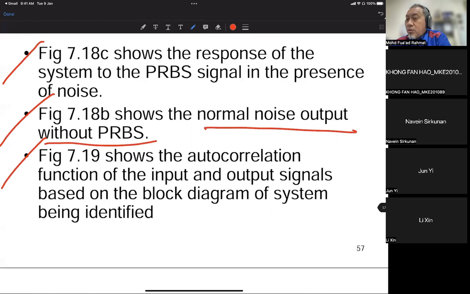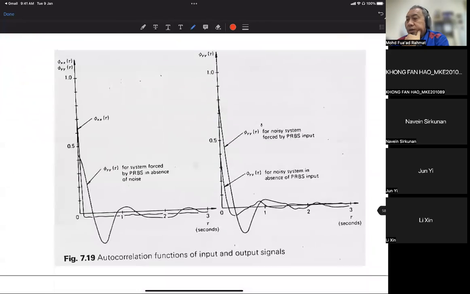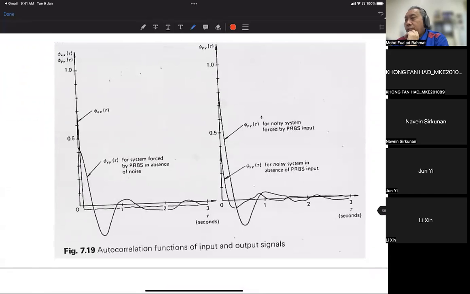And 7.19 shows the autocorrelation functions of the input and output signals based on the block diagram of the system being identified. We apply the computer program for autocorrelation, and then we correlate psi xx tau and psi yy tau. Psi xx is for the input, which is the PRBS, and y is the output. Both give different autocorrelation functions, one input, one output.